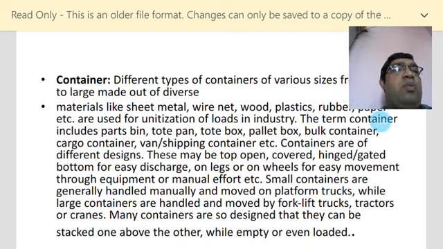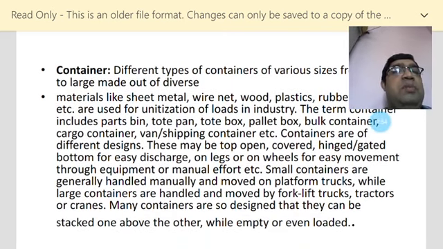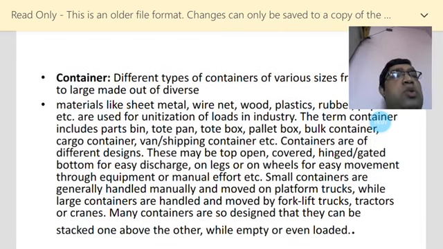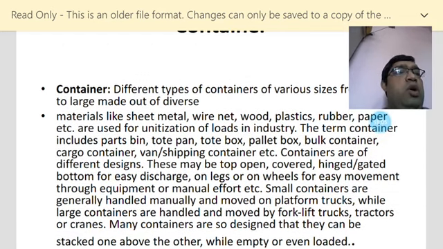The term containers includes parts bin, tote pan, tote box, and pallet box, which are also used to handle your materials properly.